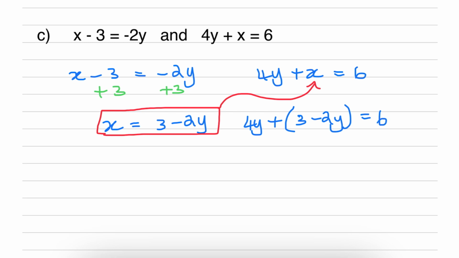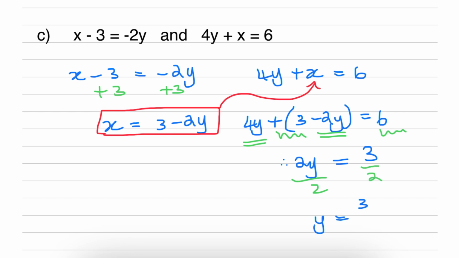Now go ahead and distribute, or I guess there's nothing to distribute over there because it's just positive 1 in front of the bracket. So we can actually just add up our like terms. 4y minus 2y gives us 2y. And then if we carry this positive 3 over to the other side, it's going to be 6 minus 3, which is then just 3. Okay, divide both sides by 2 to get y alone, and y is equal to 3 over 2. Okay, and that's the answer for y.